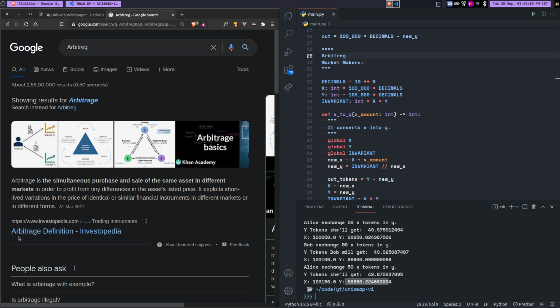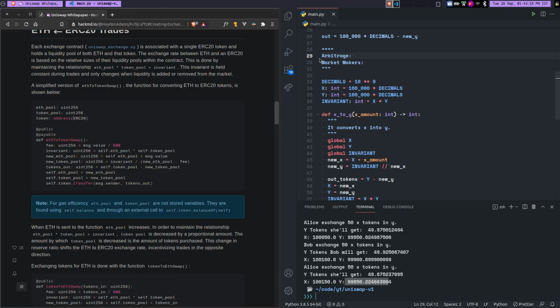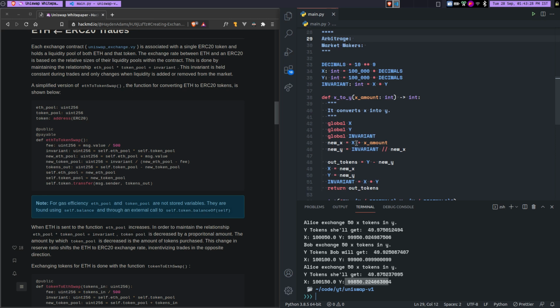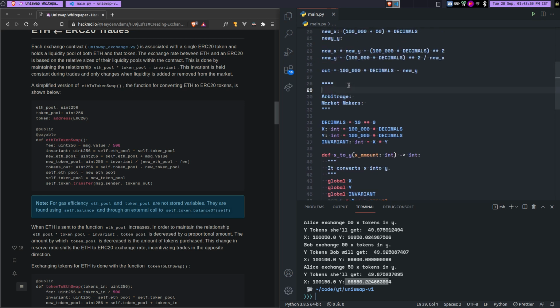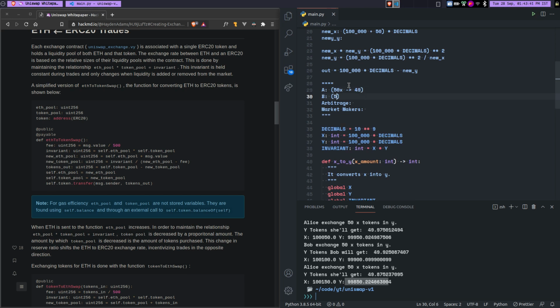And the other situation is arbitrage, which is a situation where at two different pools or exchanges, you might get a different amount of results. For example, in exchange A, when you want to exchange 50 tokens of X, you are getting, let's say, 49 tokens. And in some other exchange B, you want to exchange 50 tokens of X, and there you are getting 52.